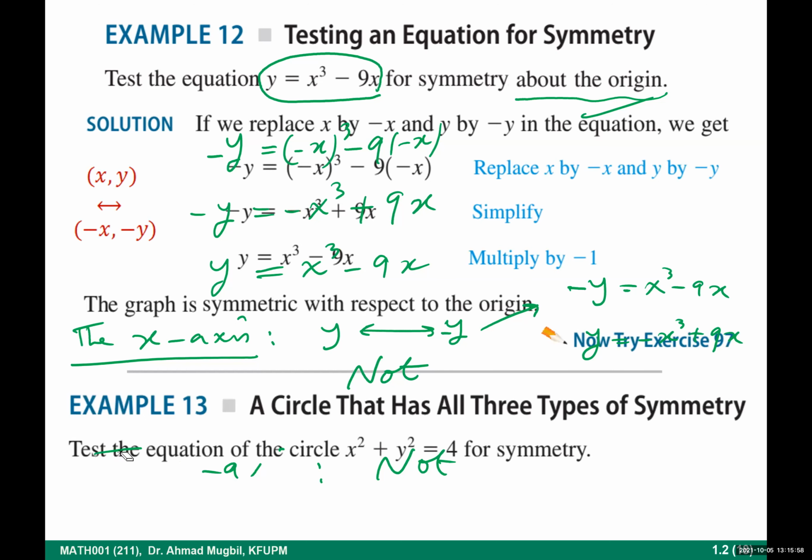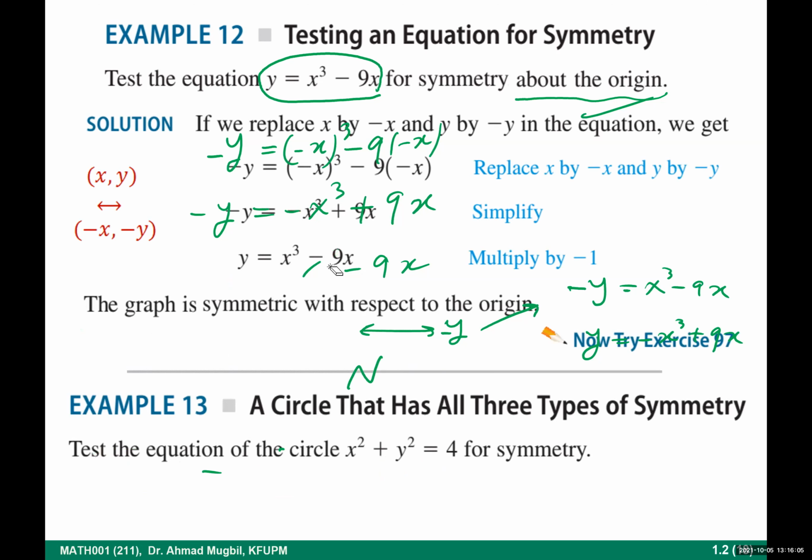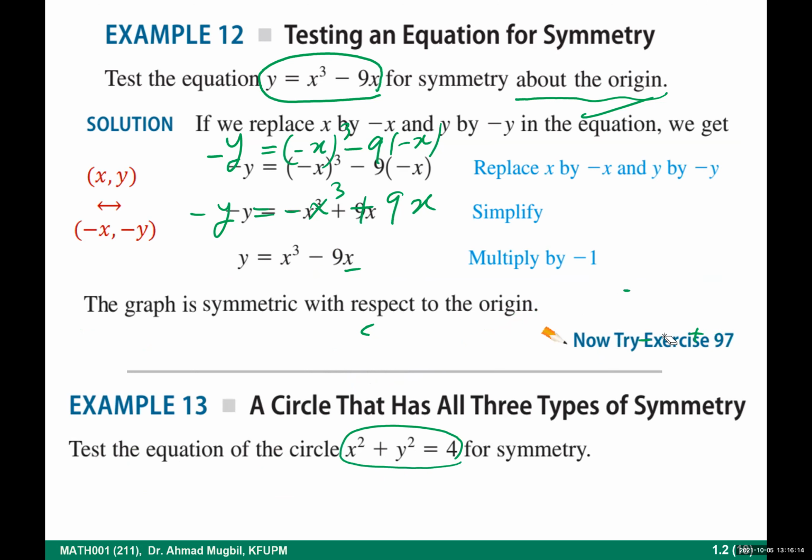Let's take another example. What is the graph that is symmetric about all? Circle. Only circle? A circle centered at the origin with radius equals to 2. Any circle centered at the origin will be symmetric about the x-axis, the y-axis, and the origin. Look, if you replace x by -x and y by -y, they will stay the same.